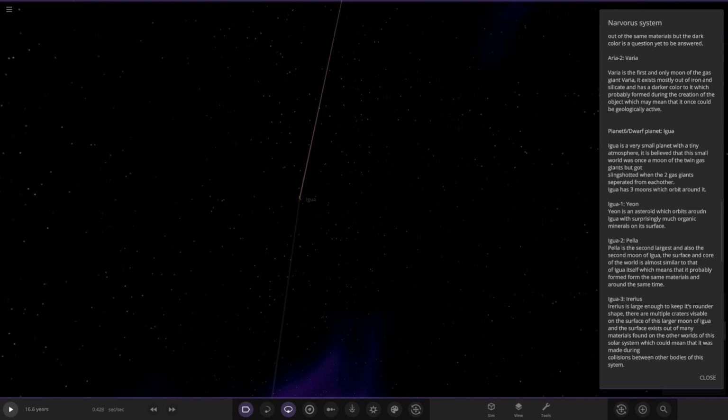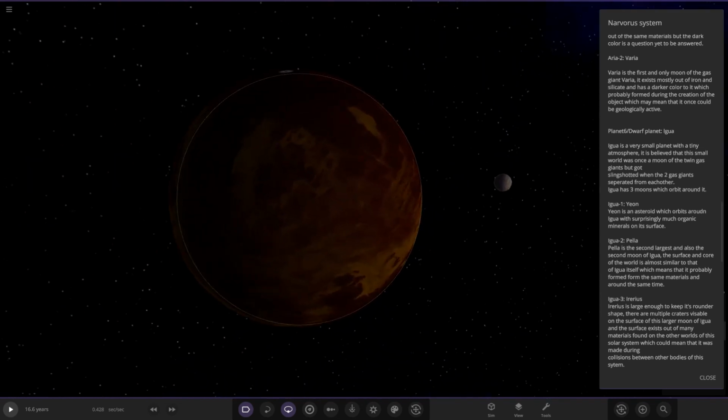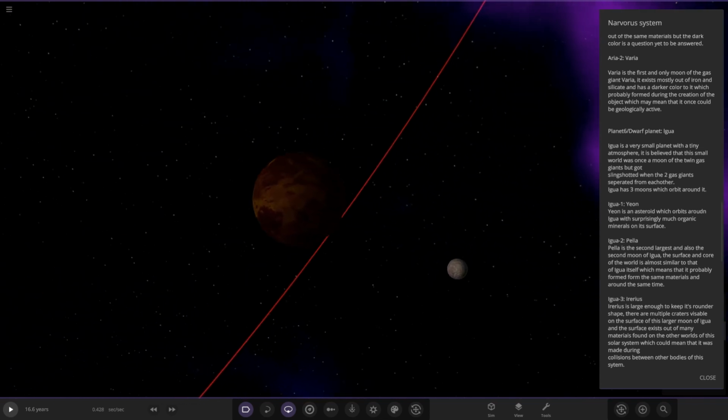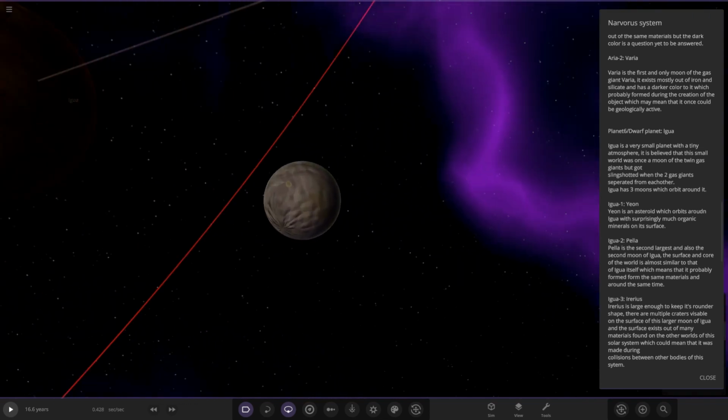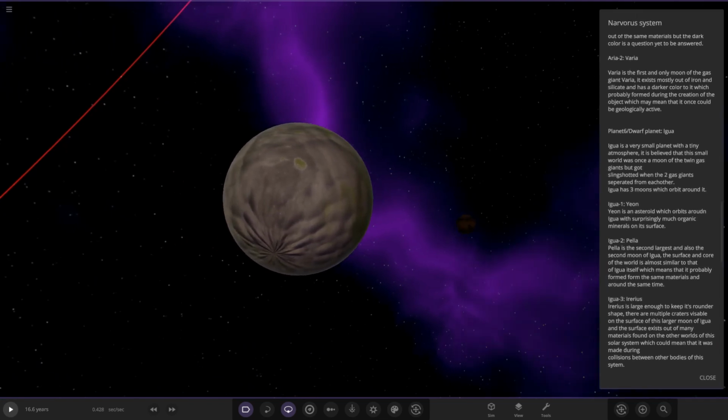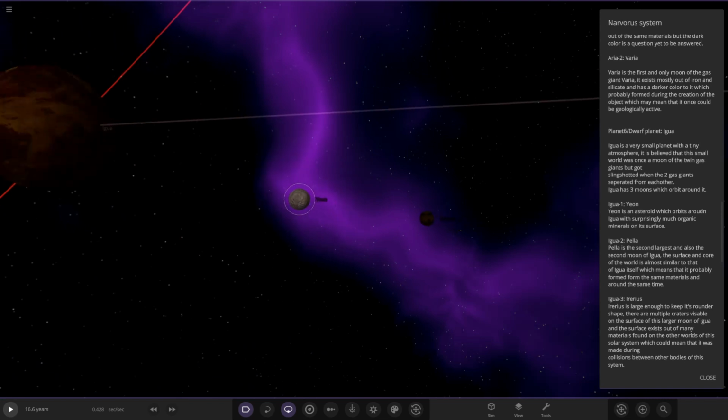Right, so next up we are taking a jump to Igua. It's a very small planet with a tiny atmosphere. It is believed this small world was once a moon of the twin gas giants, but it got slingshotted. Okay, it has three moons. So first moon here. So this is Yeon. Yeon is an asteroid which orbits around Igua. It has surprisingly organic materials on its surface.